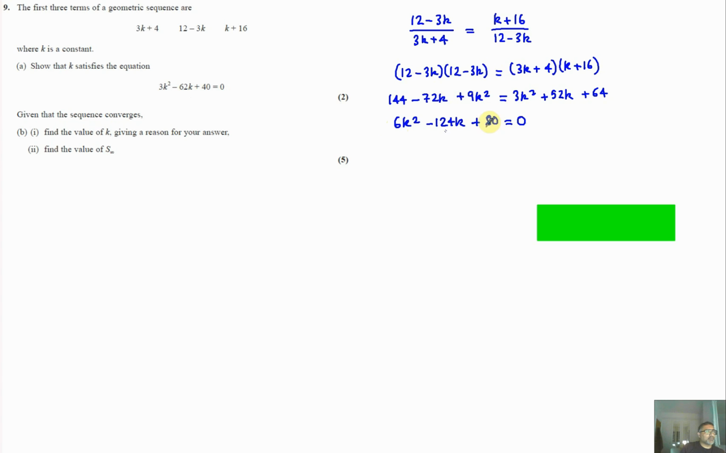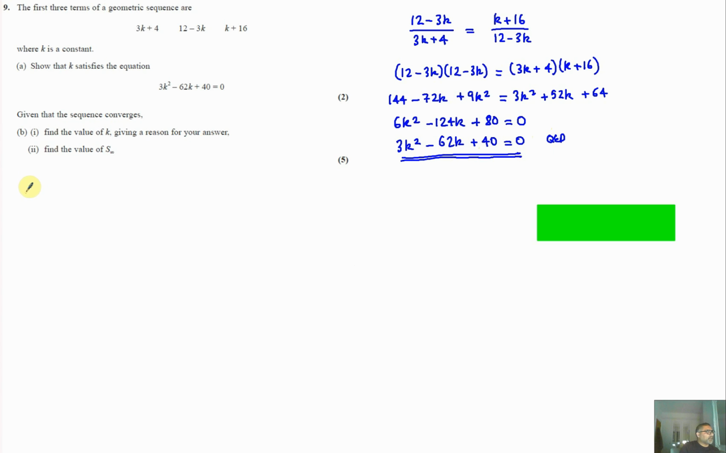All you need to do is divide through by 2, and that gives us 3K squared minus 62K plus 40 equals 0. And that is what we were looking for. We can write QED, that which was to be proved.